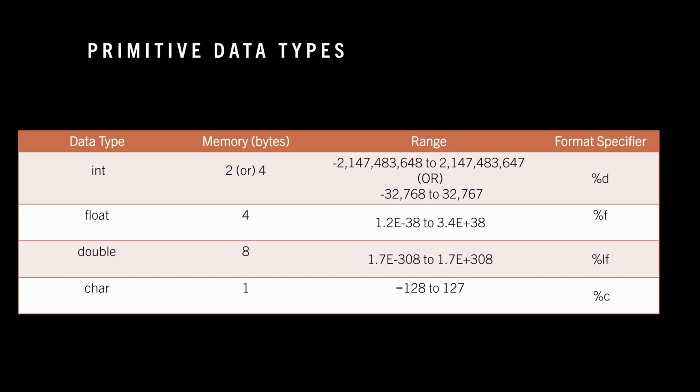Next, we have char. Char stands for character. It means that you can store one letter using char data type. For example, we have 26 characters in English, A, B, C, D, etc. So you can store one of these characters in char data type. You cannot store multiple characters using char data type. Char uses 1 byte of memory and its range is from -128 to +127 and its format specifier is %lc.